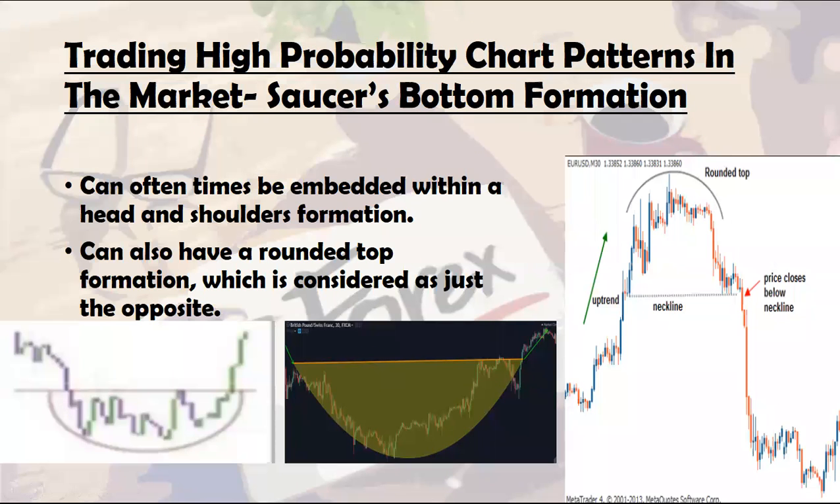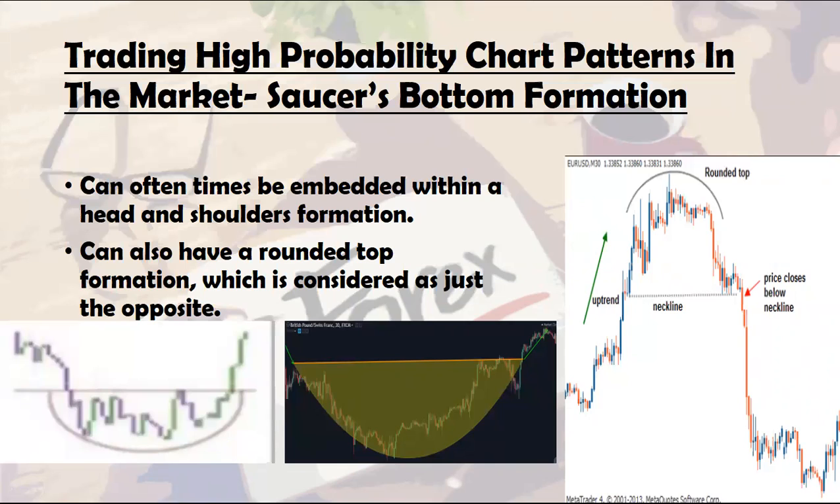Okay, so another pattern that I want to talk to you guys about is called the saucer's bottom formation. And there's also a rounded top, which I'll get to after I talk about the saucer's bottom. So the saucer's bottom can oftentimes be embedded within the head and shoulders formation. And it's really just how you look at it, you know what I'm saying?